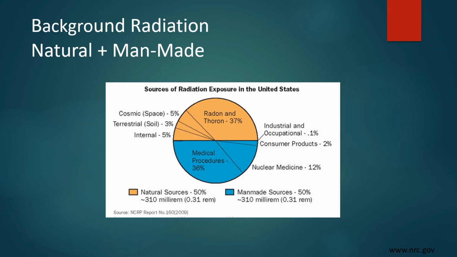Including both the natural and man-made components, the total background in the United States is approximately 6.2 millisieverts per year, whereas 37% of that comes from radon and 36% is from medical procedures averaged over the populace. The yellow sections on the graph are the sources of natural background radiation. The blue sections represent man-made sources of radiation and their contributions to the total background level.